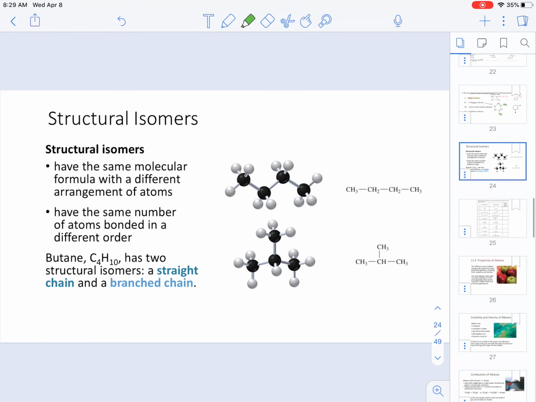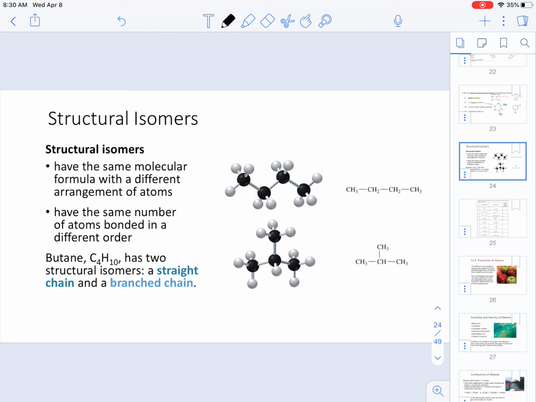The next topic that we need to discuss when it comes to chapter 11 is structural isomers. When it comes to structural isomers, as you can see, the definition is these are going to be 2 structures that when we compare them, they're going to have the same molecular formula, but the atoms are going to be arranged differently. Okay?